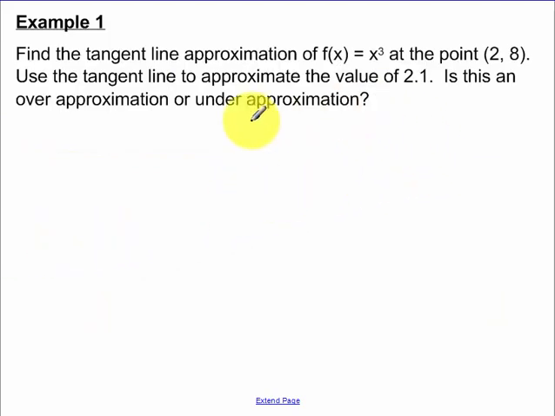Okay, example 1. Find the tangent line approximation. Basically, you're finding the equation of the tangent line at the point (2, 8). Use that tangent line to approximate my value at 2.1. Determine whether we have an over or an under approximation.